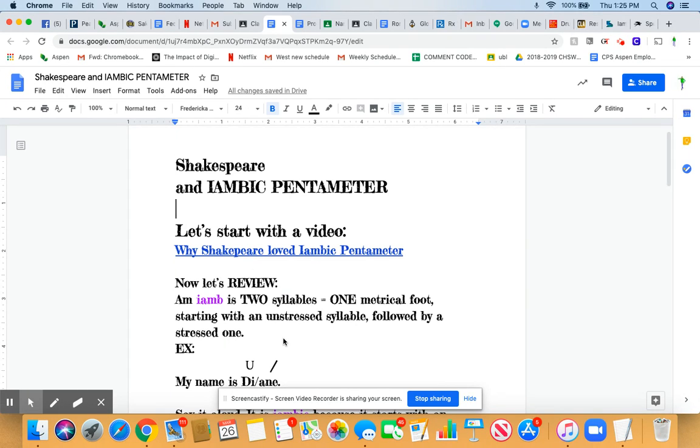So an iamb is two syllables. Two. Just like "I am" is two syllables. And those two syllables equal one metrical foot, one meter. It's like your foot has the ball of your foot and the heel of your foot. So every metrical foot has two syllables in it. That means that it starts with an unstressed syllable and then it's followed by a stressed one.